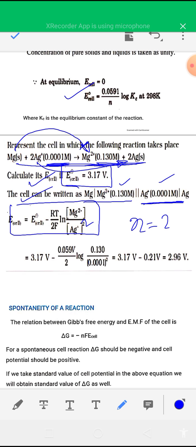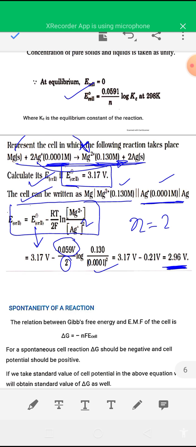This is the formula. E0 cell is given, and at 25 degrees Celsius the value of 2.303 RT by F is 0.0591 divided by n, where n is equal to 2. So E cell is equal to 3.17 minus 0.059 by 2 into log 0.130 divided by 0.0001 whole square. So the value of E cell will be equal to 2.96 volt.